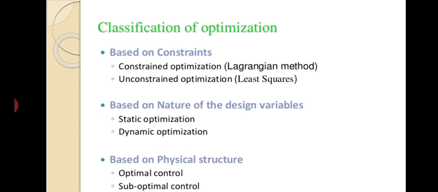As of now, I'm focusing only on a point on the optimization techniques, and the Pontryagin principle. Next is the classification based on physical structure: optimal control and suboptimal control. As we progress, we will see the different types of these problems. Now let's come to the next slide.